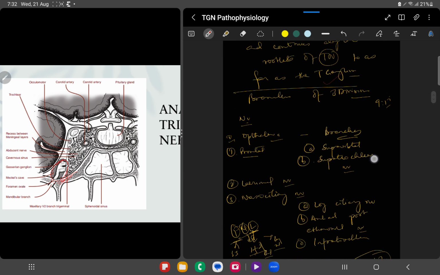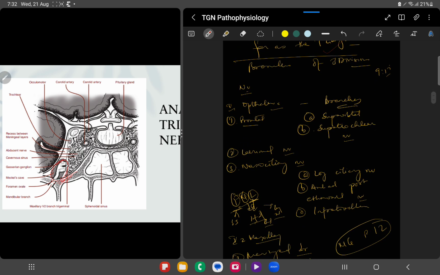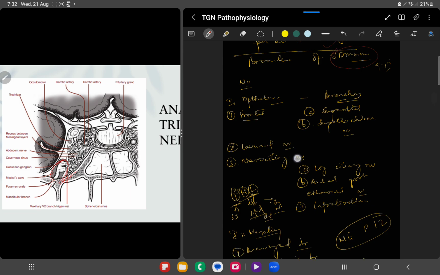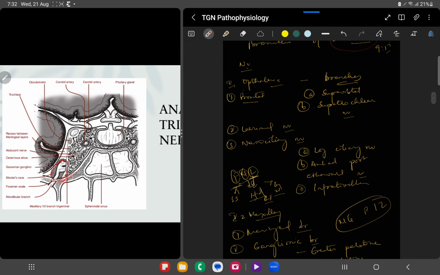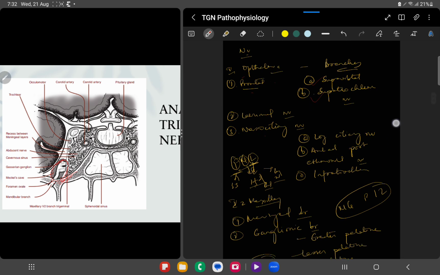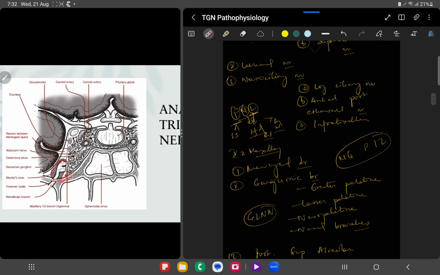Now we'll talk about the branches of these three divisions. In ophthalmic, we have frontal, lacrimal, and nasociliary. In frontal, we have the supraorbital and supratrochlear branches. In the nasociliary, we have long ciliary, anterior and posterior ethmoidal nerve, nerve to the ciliary ganglion, and infratrochlear. We can remember this with the mnemonic Alice.